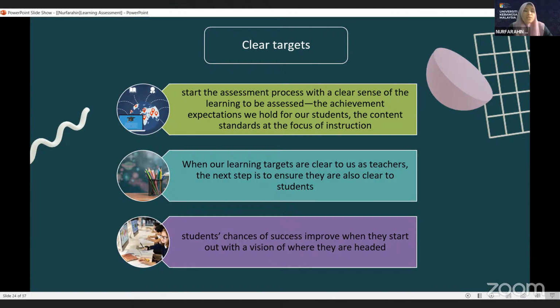And the students' chances of success improve when they start out with a vision of where they are headed. So when the students know the direction of their learning, they know their final stop on their learning journey. So they will have a better opportunity to gain success because they have a clear vision along the road. They have a clear vision of what to do next, of what to improve on, because they know where they are going.